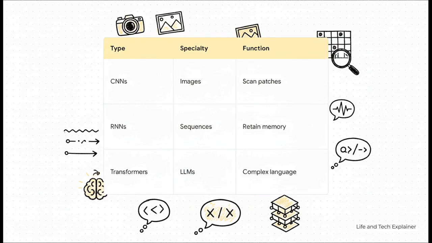Then we have RNNs, or recurrent neural networks. These are great for sequences like text or audio because their core function allows them to actually retain a memory of previous inputs. And finally, transformers. This is the big one, the architecture behind modern large language models like ChatGPT. While they aren't RNNs, they still completely rely on the exact same core principles of weighted connections and training that we just learned about, just applied to generate unbelievably complex language.